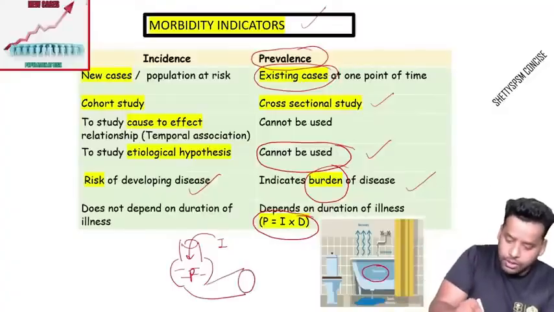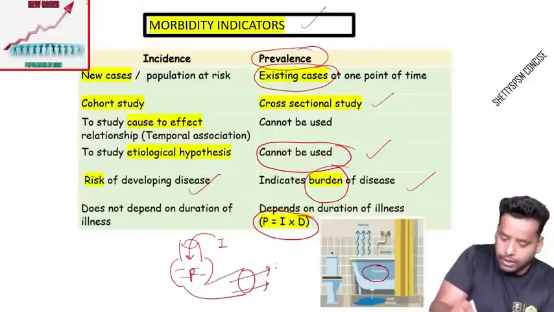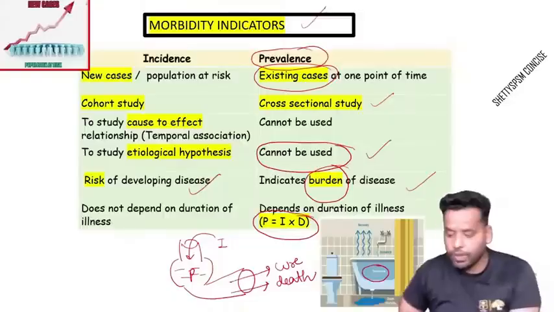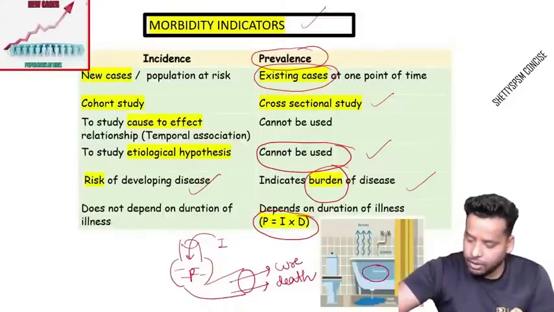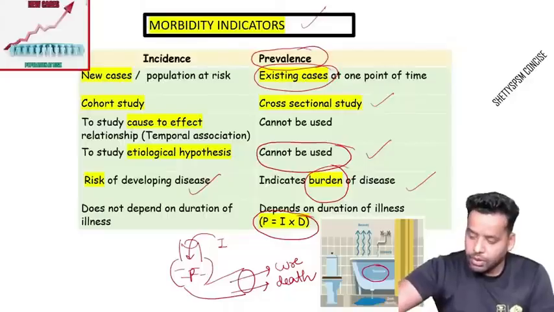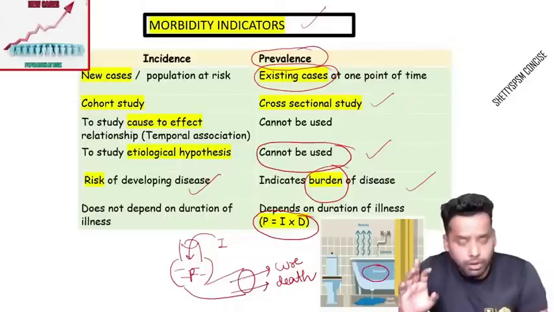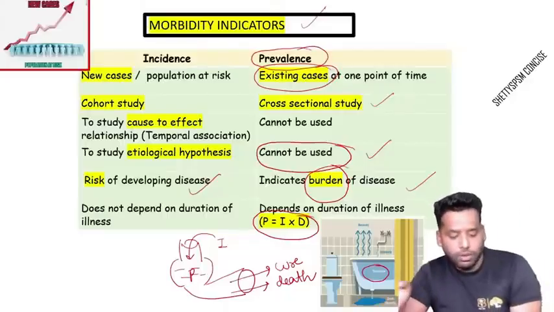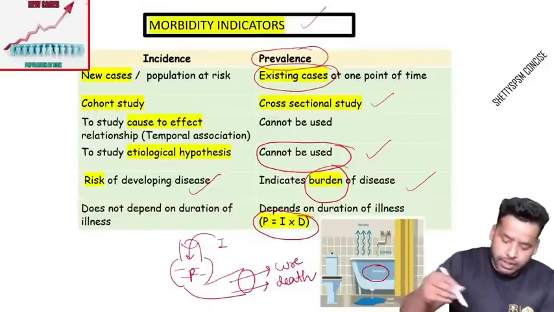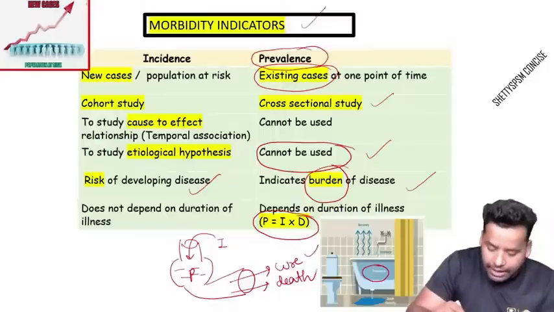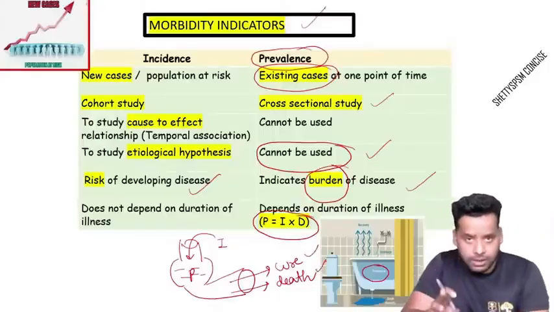The outlet is two things, cure and death. These two things will reduce prevalence. Tell me yes or no. Cure and death will reduce prevalence. Yes, good. That means if the disease is easily curable or highly fatal, prevalence will be less.